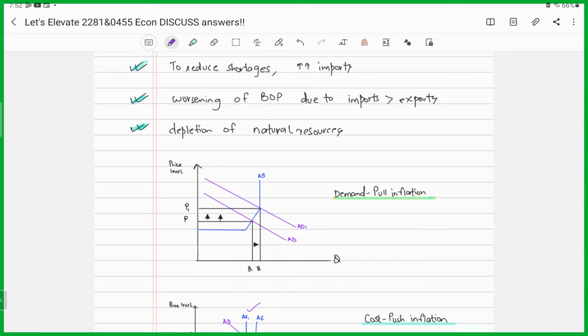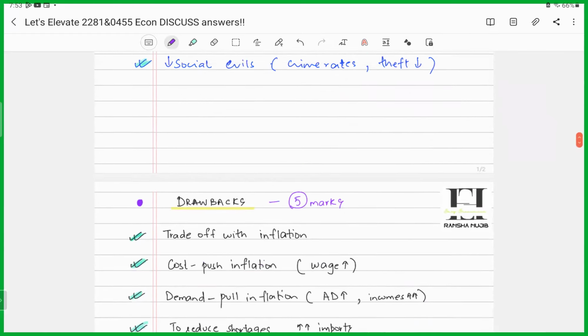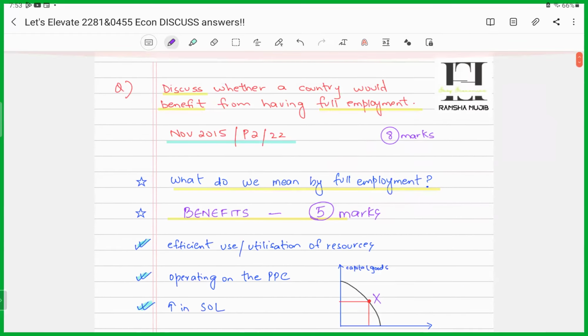Or you could say it does not negatively impact the economy in the form of high inflation rate or worsening of the BOP position. So you could say full employment is desirable to the extent that it does not impact the economy in the form of higher inflation or worsening of the BOP situation. All right. So I've shown by way of this question how carefully yet smartly you're going to answer your discussed questions, convincing the examiner to give you a level 3 grade, right?